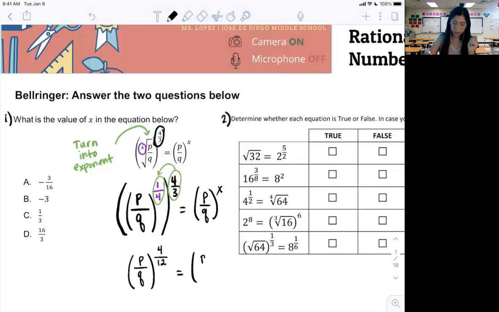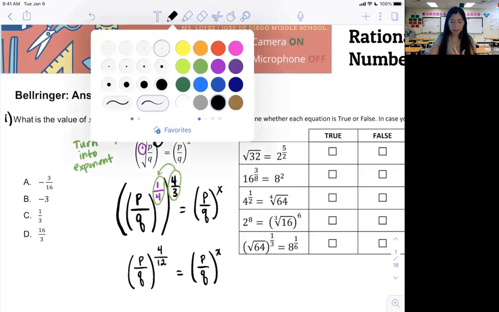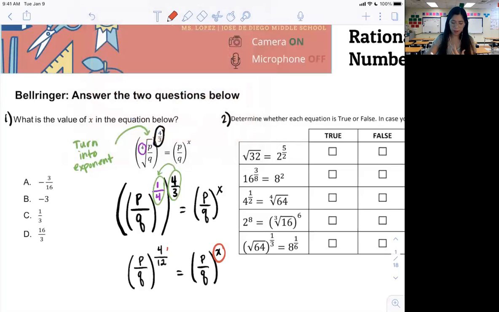Well, look at that. We're really close to figuring it out because now these two sides of my equation match much more closely. So I know that x is going to be matching with 4 over 12, but I can simplify 4 over 12, can't I? Yes. How do I simplify that? Divide both top and bottom by 4, so I have 1/3. 1/3. That's answer choice C.